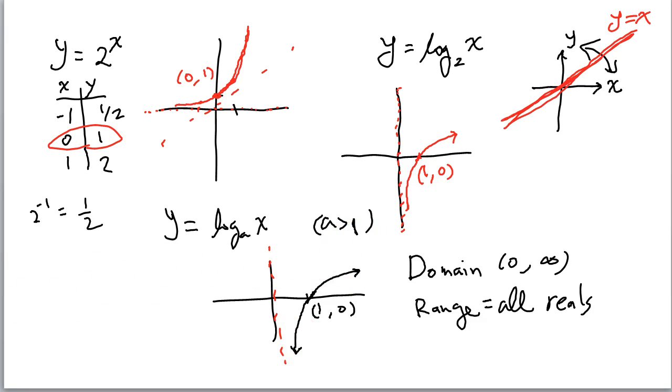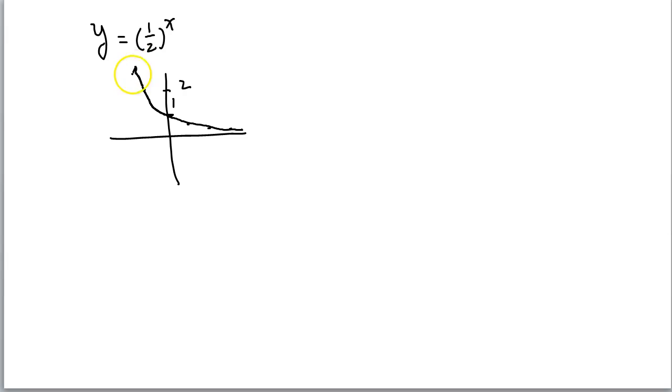Now what if a is less than 1? That's not too important, but let's do that anyways. So first of all, if you have y equals (1/2) to the x power. In this case, when you take the 0th power, it's 1. When you take the first power, it's 1/2. And if you take the second power, it's 1/4. So instead of increasing as x increases, it decreases. And when x is negative, then -1 gives the reciprocal, which is 2. And it's actually the negative direction where it increases.